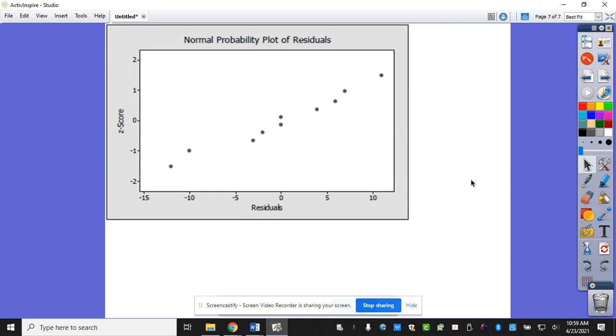What do we check? Why do we check the histogram of residuals? For normal. How do we check a histogram of residuals for normal? No strong skew, no extreme outliers. So this one is checking normal. Using a what kind of graph? Using a normal probability plot.